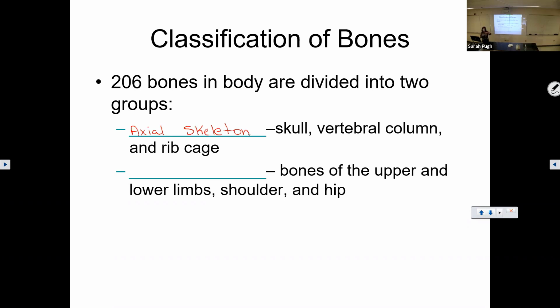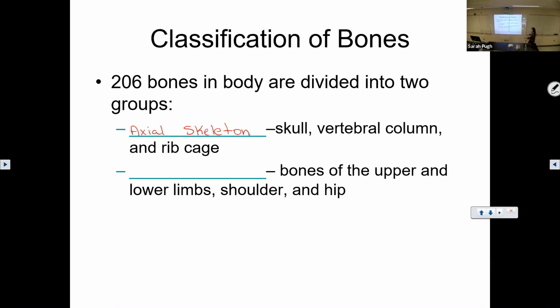structures can rotate around an axis. So the axial skeleton is everything right in the middle. So it's right in the middle, so it's going to be the skull, the vertebrae, the ribs, and the sternum. So it's just right here. That's your axial skeleton. This week in lab, we are looking at the axial skeleton. So skull, vertebrae, ribs, and sternum.